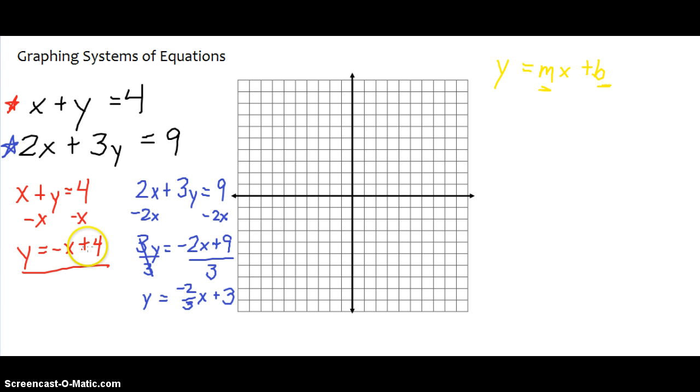So for this red equation, we see that b is equal to 4, meaning it crosses the y-axis at a point of 0, 4. Once we put that y-intercept on there, we know that it has a slope of negative 1. So we're going to go down 1 and to the right 1. Down 1 and to the right 1. I'll put my line on here. Make sure it goes through all 3 points.